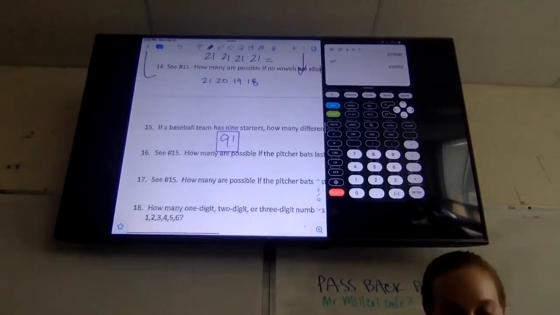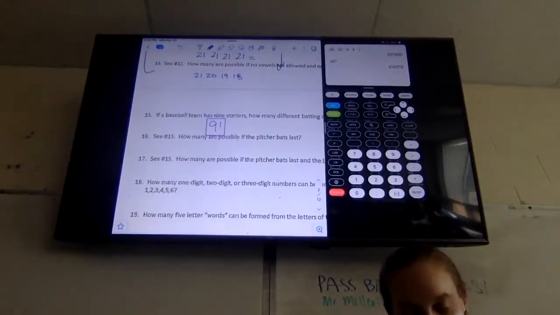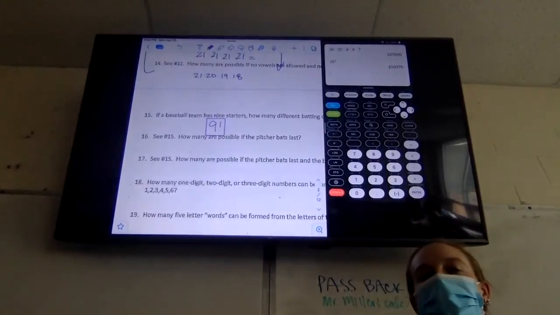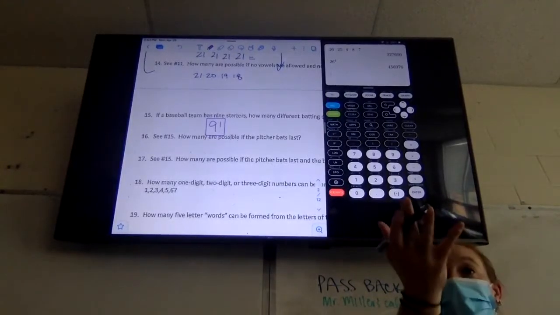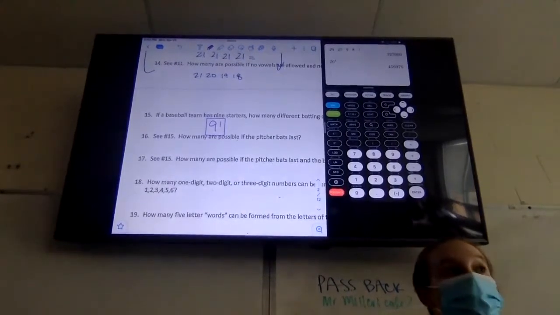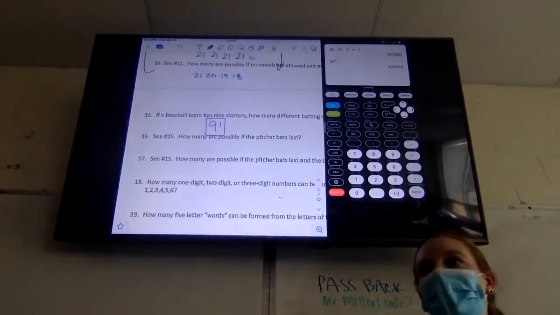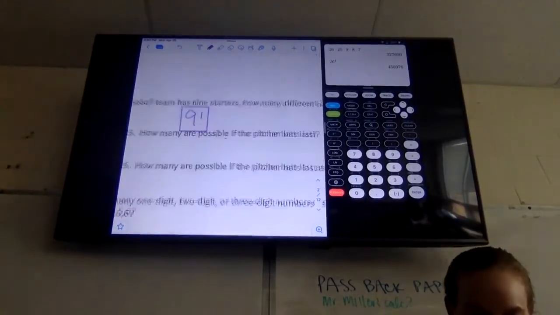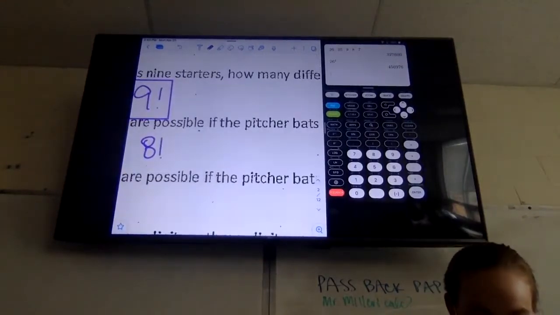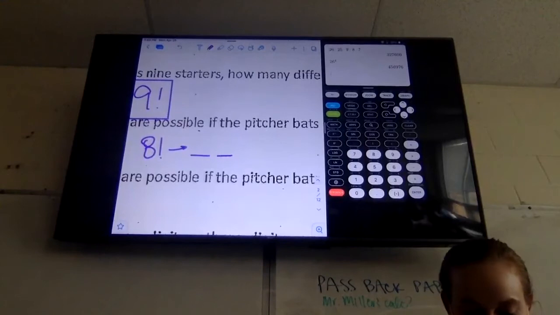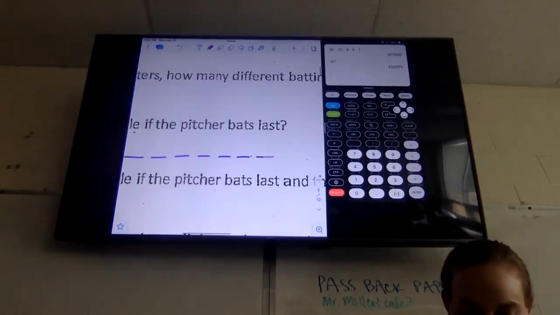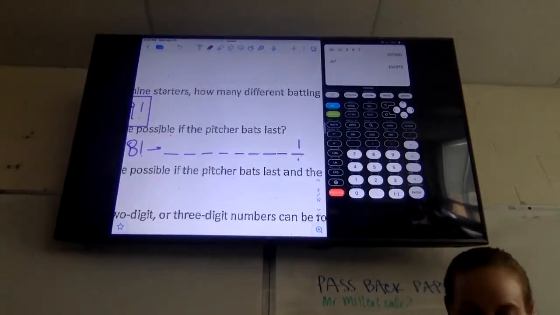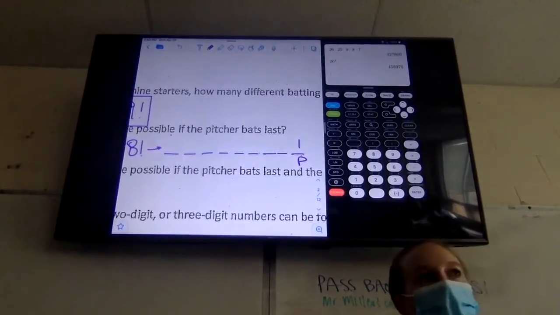Okay, next though, it gets a little complicated because it says how many are possible if the pitcher bats last? So how can I make a lineup if I know the pitcher is going to go last? Start with what? If I know one person has to go at the end, I can't consider him for first, right? I've already taken him. I put him at the end of the lineup. So that means I only have 8 options to start with. I am going to write this one out just because you're right. We do start with 8. It's going to be 8 factorial, but if I have 5, 6, 7, 8, 9 spots, the last spot is just one option. You don't have multiple options. There's only one pitcher, so we only get to bat that pitcher last.